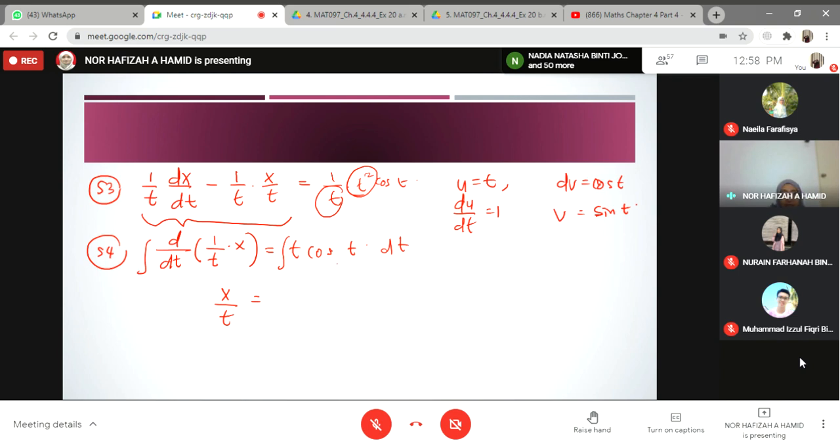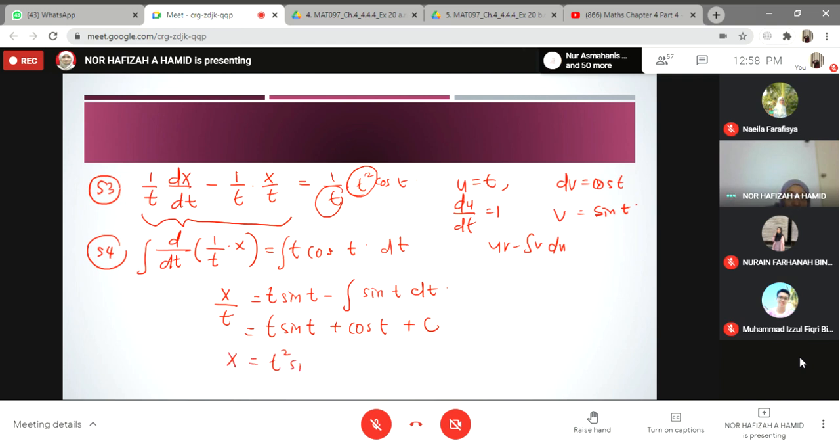Okay, so kita substitute dalam formula uv minus integrations of v du. So u dia is t, v is sin t, so minus with integrations of v sin t du is dt. So you will have t sin t integrate. Sin dapat negative cos, so dapat plus cos t plus with c. Okay, so to find x is equal to t square sin t plus t cos t plus with c.